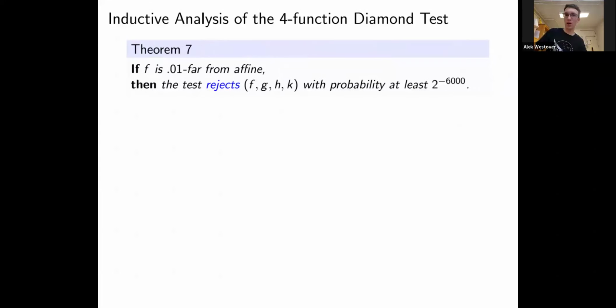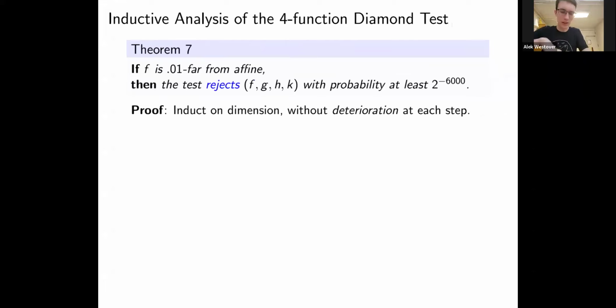Okay, so that was the dichotomy theorem that we just proved. Now to finish up, we need to get rid of the second part of the dichotomy theorem. We want to show that if f is very far, 0.01 far from affine, then the test rejects the four-tuple with constant probability.